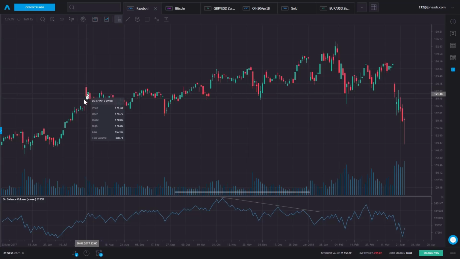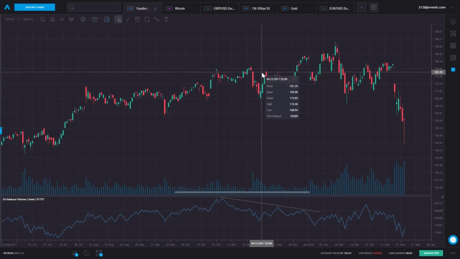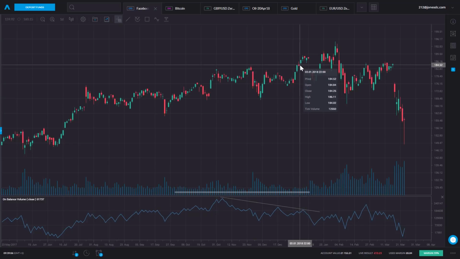Look at what we were getting back here. When the price was moving higher, on-balance volume was moving higher as well. So this is quite a change, okay? That's maybe a warning that the break isn't a valid one.